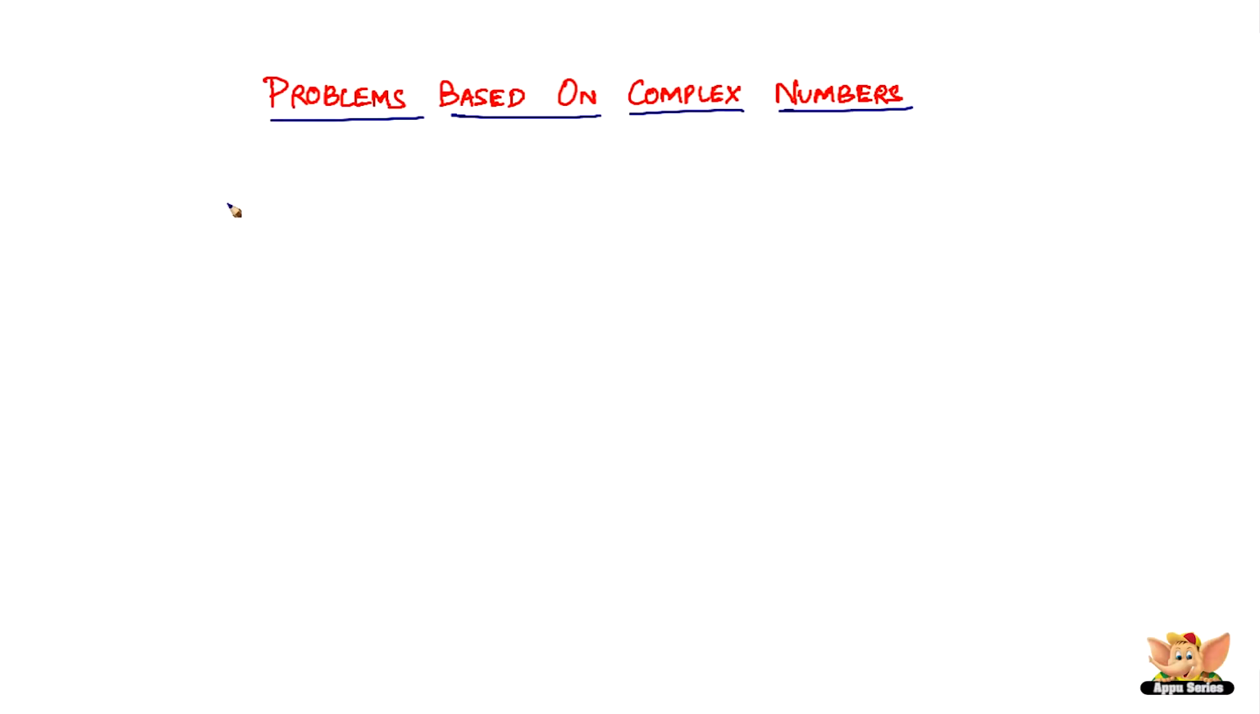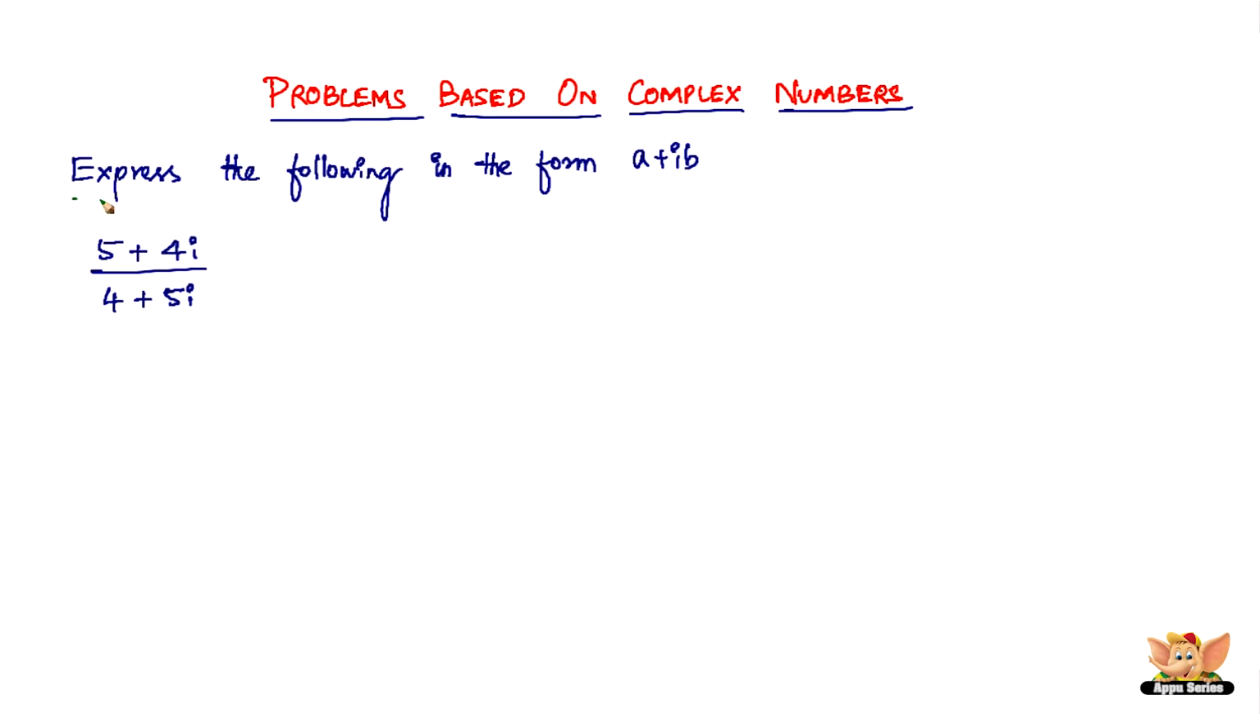In this video, let us continue to solve more problems based on complex numbers. Alright, here we've got a problem which says express the following in the form a plus ib. Well, it's no different from the last 4 videos, but the problem here, (5 plus 4i) divided by (4 plus 5i), is a little different. This is in the form of a fraction.